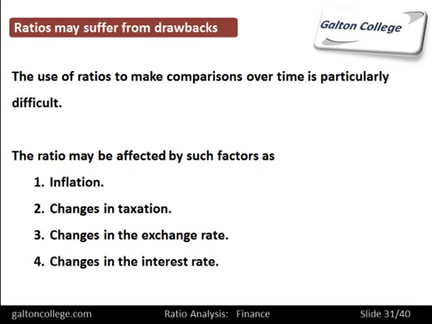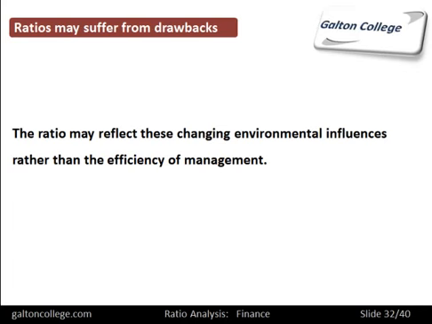Also, changes in the interest rate outside of the control of the business. But it simply means a business which is efficient and profitable may suddenly look less healthy because the exchange rate or the interest rate or whatever has moved against it. Ratios may suffer from other drawbacks. For example, the ratio may reflect these changing environmental influences rather than the efficiency of management.